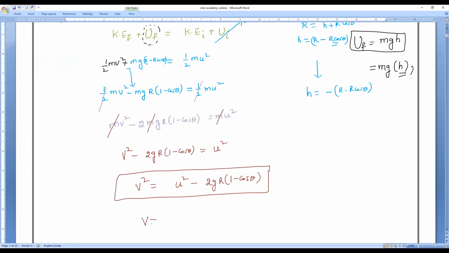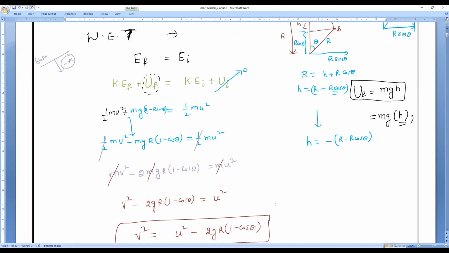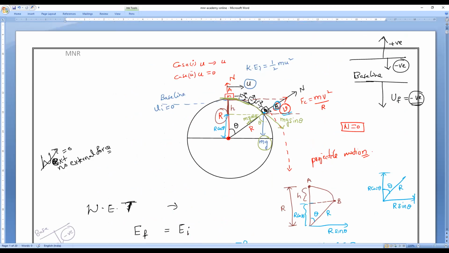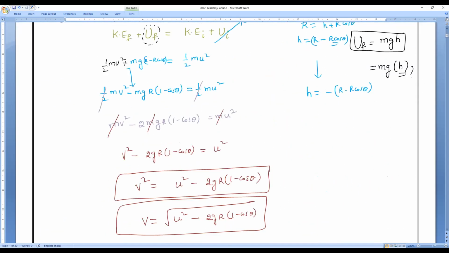So from this, v is equal to root over u square minus 2gr into 1 minus cos theta. So this is the formula for the velocity at any point the body is traveling, not only at the B point, at C point, or at this point, or this point. If you want to find the velocity at any point, then since the body is already traveling with the initial velocity u, this is the formula we have to use.